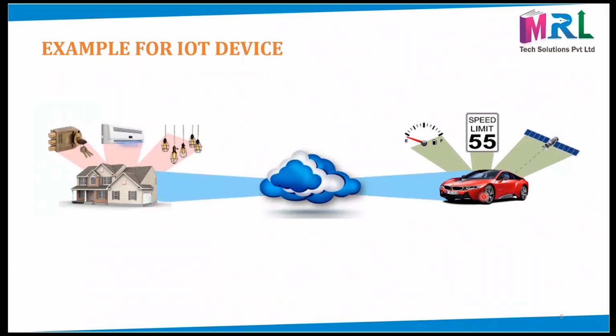In automobiles, we can track our car location and speed, and we can also identify the engine position and what services we have to do. All those things we can track with the help of IoT. Nowadays, these things are possible.